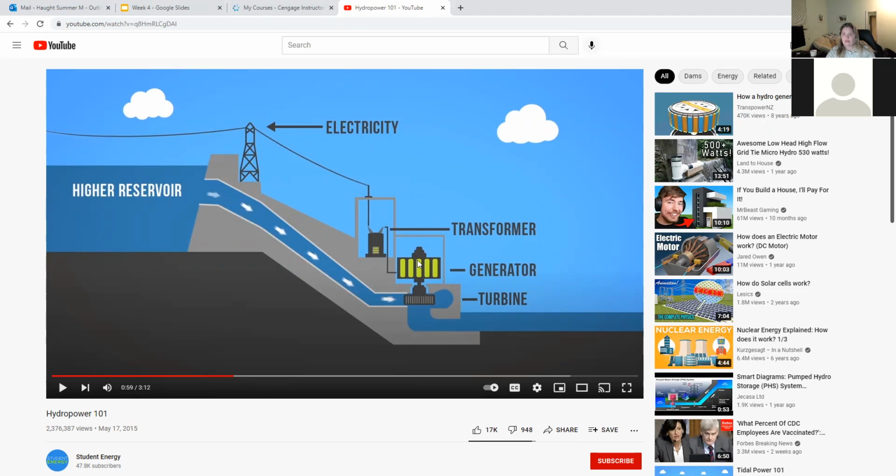making it spin, which ultimately is running our generator, which is then hooked up to a transformer to convert the energy to our most useful form, which can power our electric grid. So that's really the main idea there.